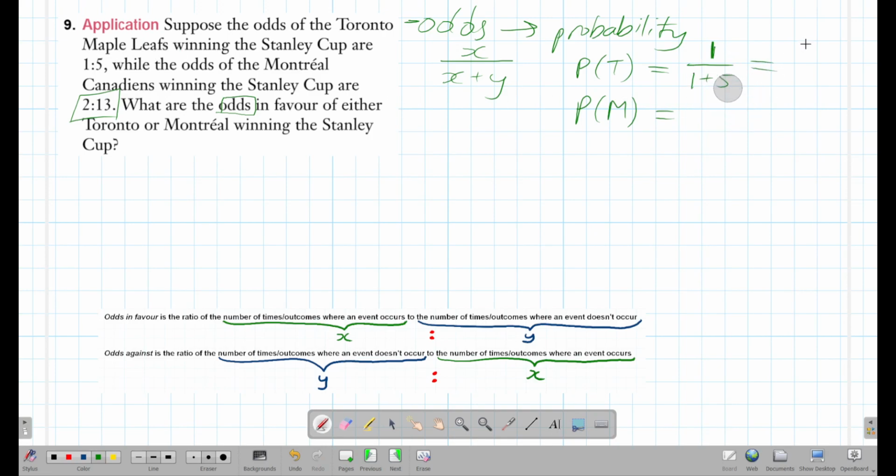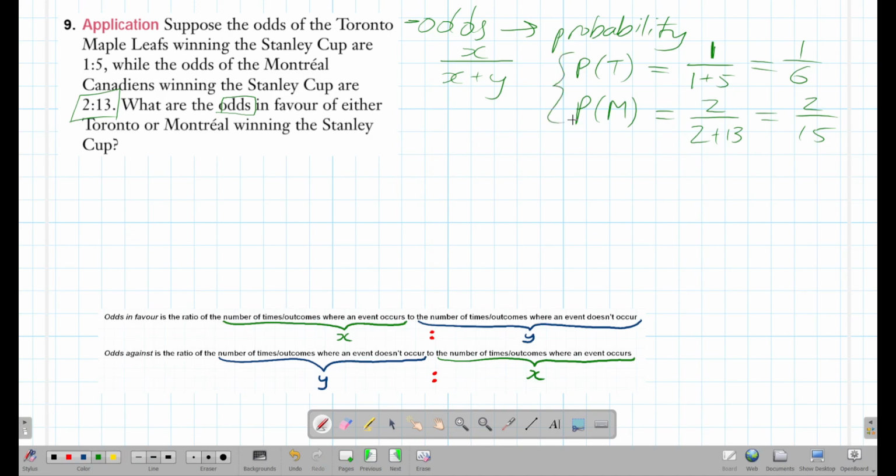So the probability that the Leafs win is going to be 1 over 6. And we do something similar with the Canadiens. There are 2 outcomes where they win, and in total there are 2 plus 13 outcomes, which gives you 2 over 15. So now we have the probability of the Leafs winning and Montreal winning. And this question is asking us to find the odds in favor of either team winning.